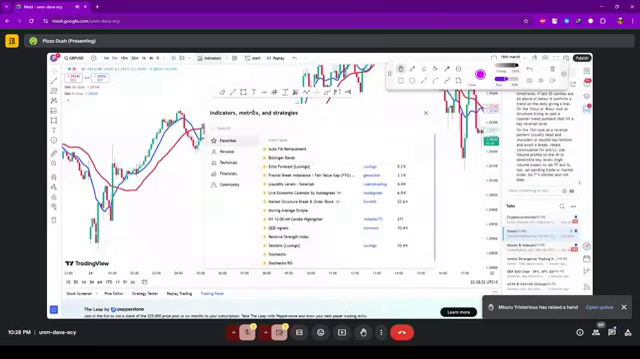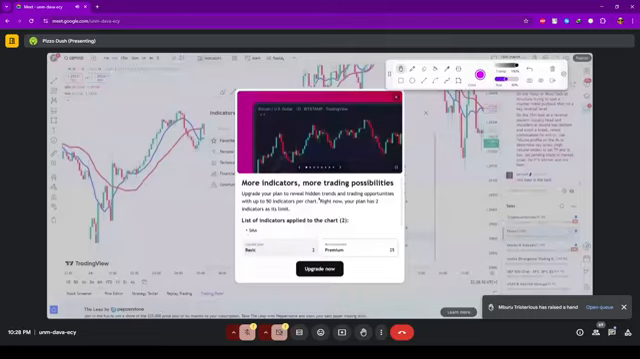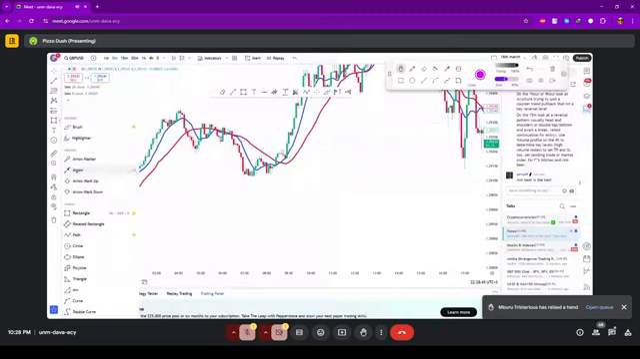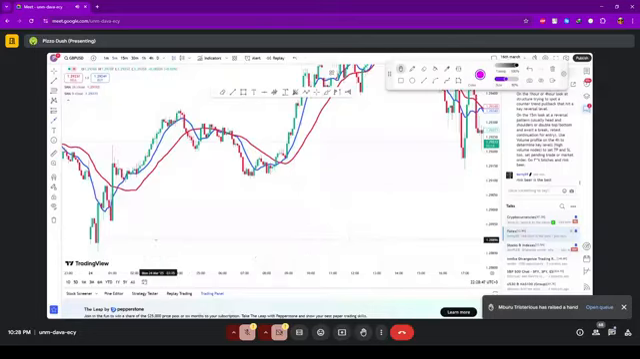Na sijui kama itaitikia. So nowadays wanakata mtu atumie more than 3 indicators. Let me see kama itaitikia. Yeah. Imekata. You can't use more than the 3 indicators. So what I wanted to show you ni utapata, for example, let me mark this zone. You can see hapa hivi kwenye nimemark. Hapo kwenye nimemark na that arrow.